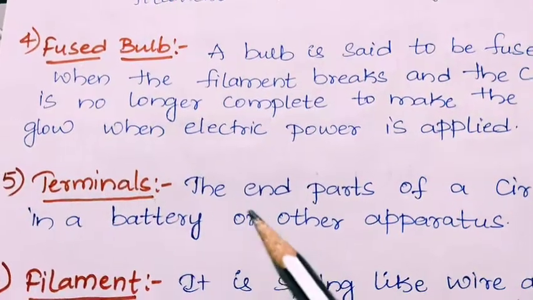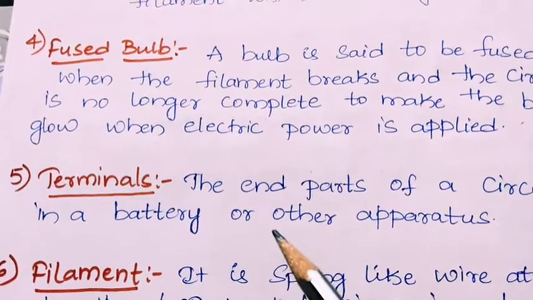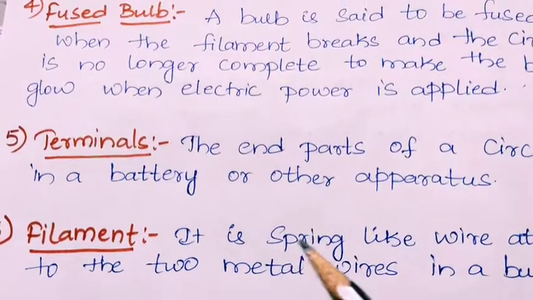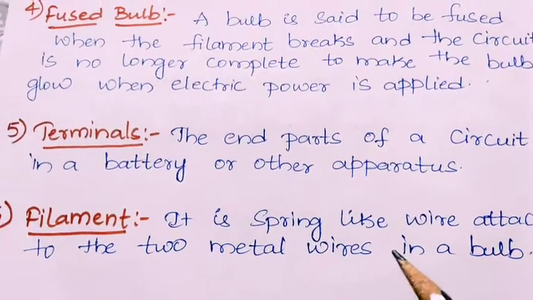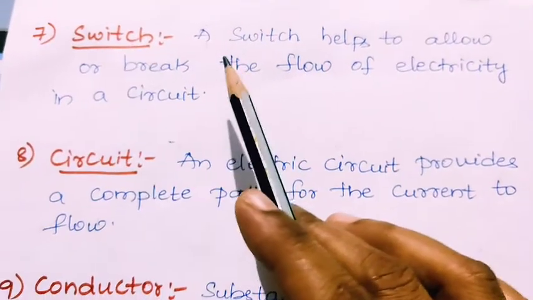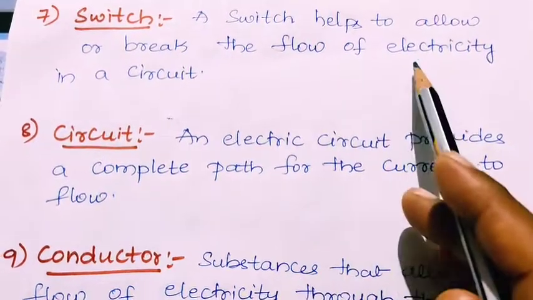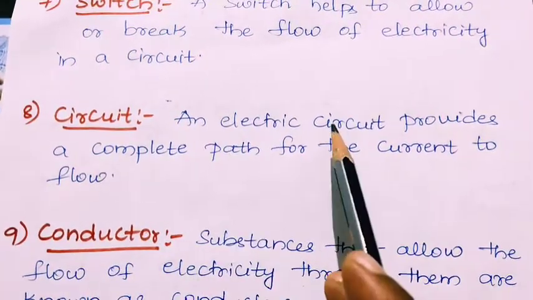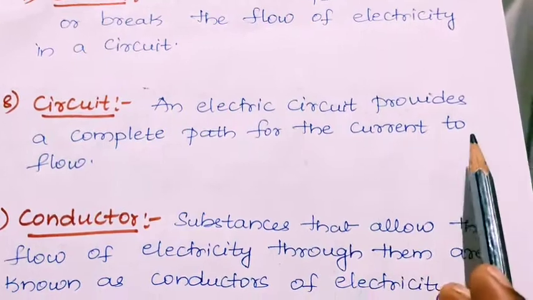Next, terminals. The end parts of a circuit in a battery or other apparatus are terminals. Next one is filament. It is a spring-like wire attached to the two metal wires in a bulb. That is the filament. Next, switch. A switch helps to allow or break the flow of electricity in a circuit. Next, circuit. An electric circuit provides a complete path for the current to flow.